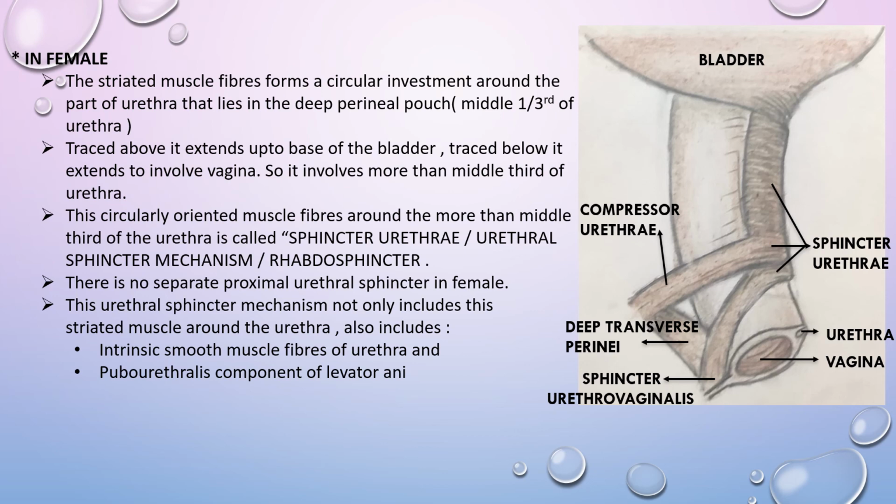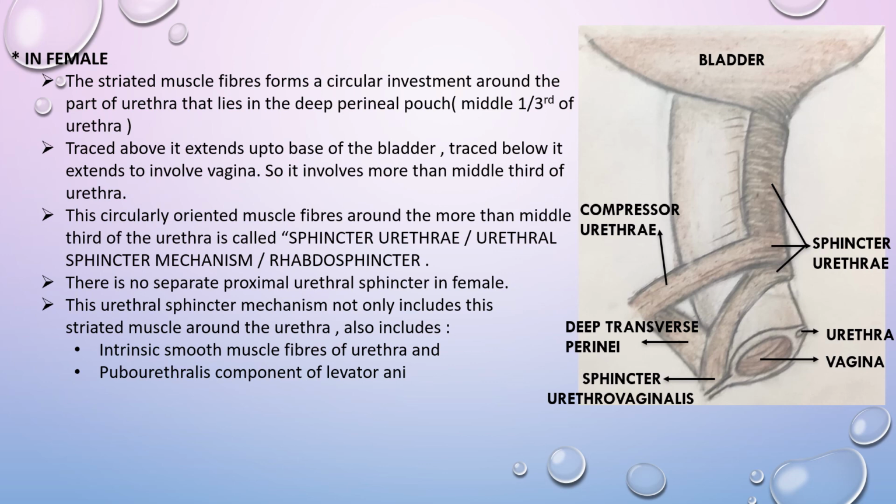Coming to the sphincter urethrae in female according to present view. It is a striated muscle. These muscle fibers form a circular investment around the part of the urethra that lies in the deep perineal pouch. That means it surrounds the middle one-third of the urethra in females. Traced above, it extends up to the base of the bladder. Traced below, it extends to involve the vagina.